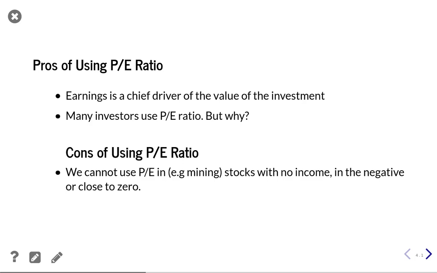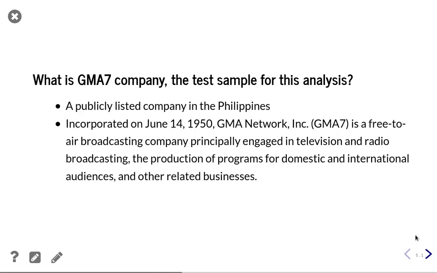The problem with the P/E ratio is that you cannot use it if earnings are negative or close to zero, since it will not make any economic sense. So you cannot technically use it on mining stocks, whose income is often nonexistent or negative. In this video, I'm going to use GMA7 again as an example to demonstrate the use of the price to earnings ratio for analyzing a company.